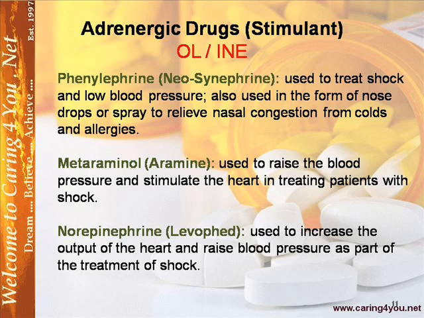And then we have our norepinephrine, and this is used to increase the output of the heart and to raise blood pressure as part of the treatment of shock. Again, it doesn't have to be shock. I'm just giving you common drugs and common reasons. But it's your job to get that drug and insert it in the correct classification, of which I'm only going to talk about 5, and I'll put beta blockers in a separate one.